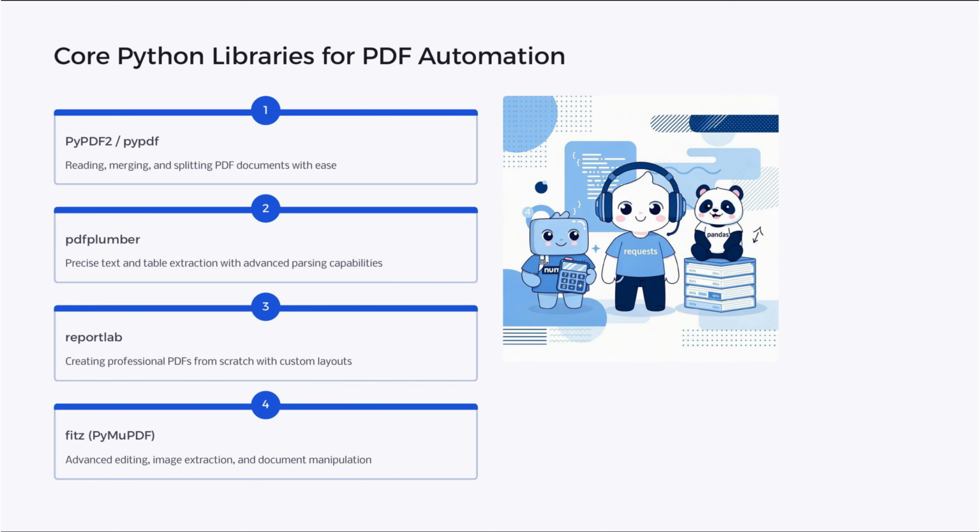PDF Plumber offers precise text and table extraction. ReportLab is ideal for creating professional PDFs with custom layouts. PyMuPDF, also known as fitz, provides advanced editing, image extraction, and document manipulation capabilities. These libraries empower efficient PDF automation in Python.